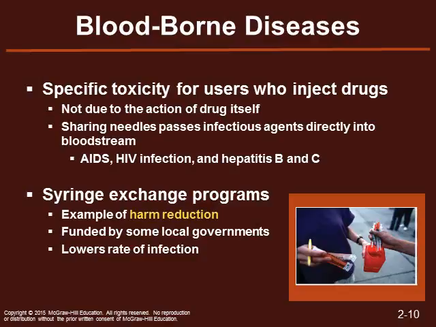So we share needles and then we pass infectious agents directly into the bloodstream. And these are things, of course, like HIV, hepatitis B and C, some really nasty bloodborne pathogens that can be passed this way. So in some communities, we use this technique called syringe exchange. You may have heard of it as needle exchange. And this is an example of a public health approach called harm reduction.